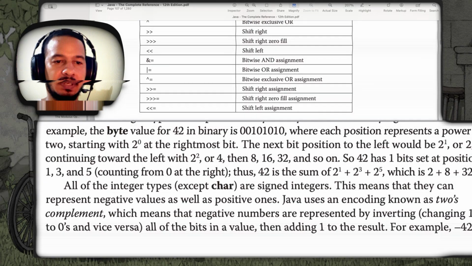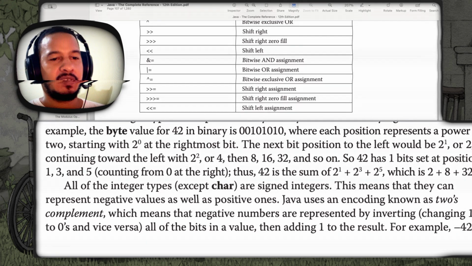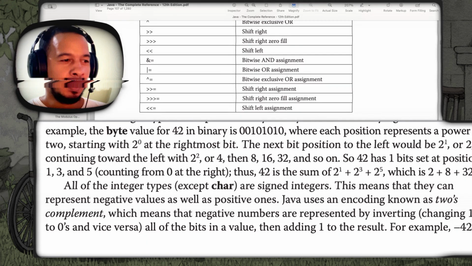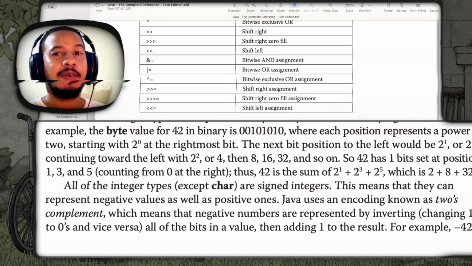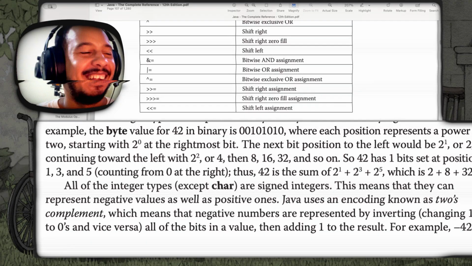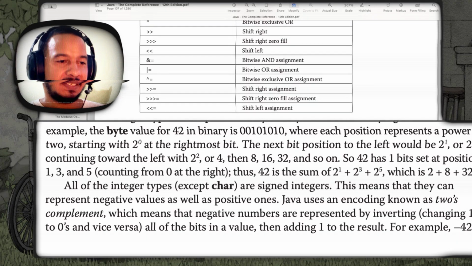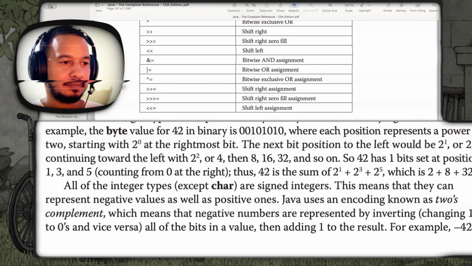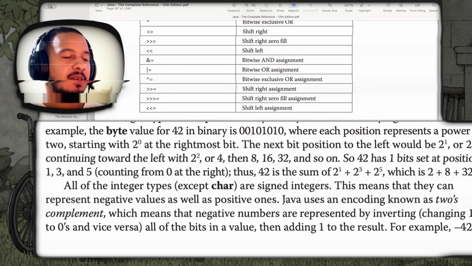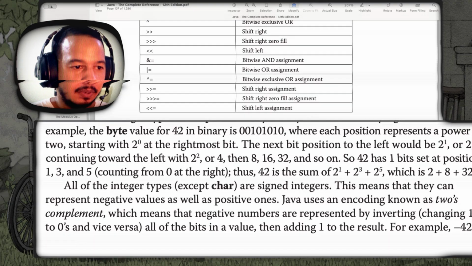Java uses an encoding known as 2's complement, which means that negative numbers are represented by inverting, changing ones to zeros and vice versa, all of the bits in a value, then adding 1 to the result. Oh my god, that is so cool. Okay, so by inverting all of the bits in a value, then adding 1 to the result.